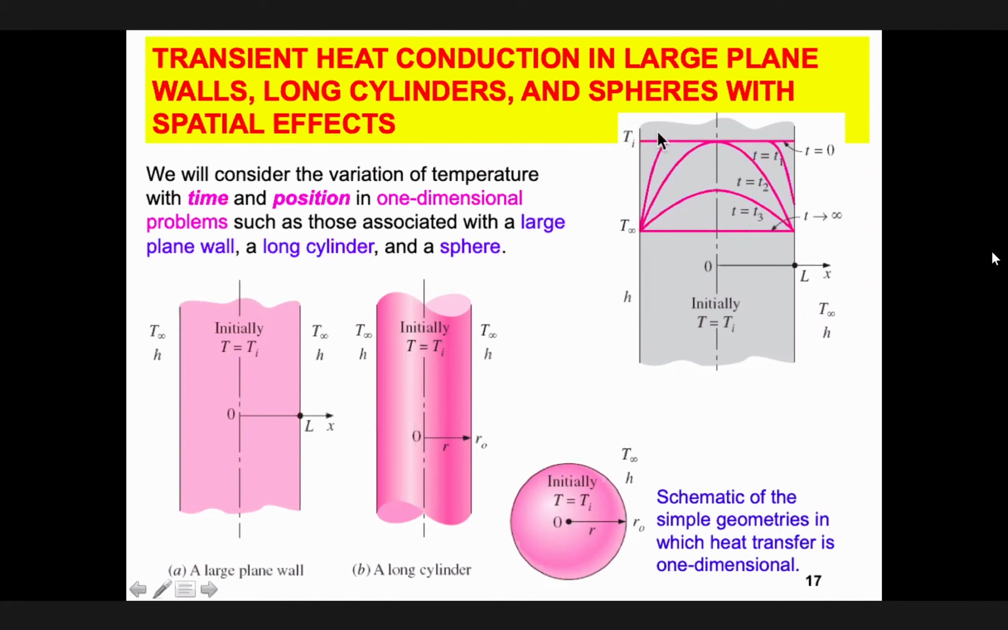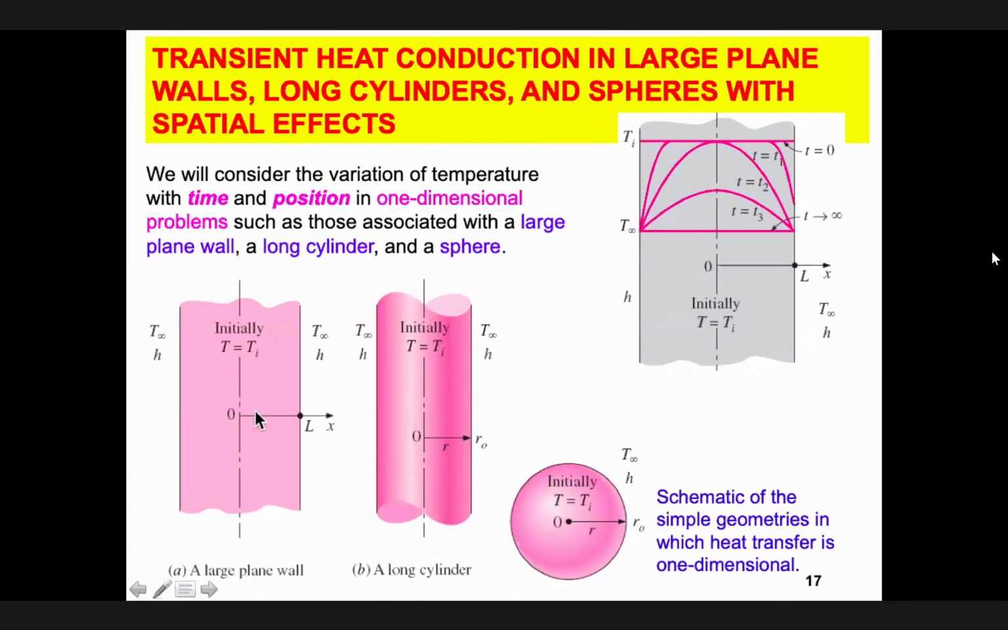At time equals 0, everywhere the temperature was Ti. After a long period of time, everywhere the temperature is T infinity. But in between, we have a temperature profile inside the body. It's symmetric because both sides are exposed to the same environment. This side is T infinity, this side is T infinity, with heat transfer coefficient h, therefore this is a symmetric system. The only thing we're trying to show is that there's a temperature profile inside the body.